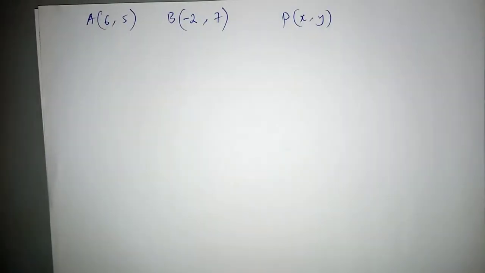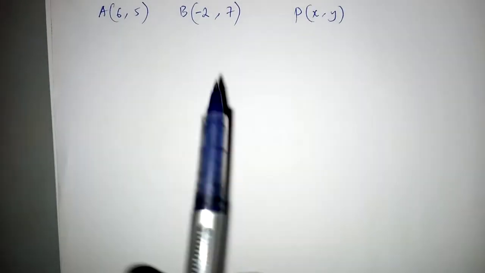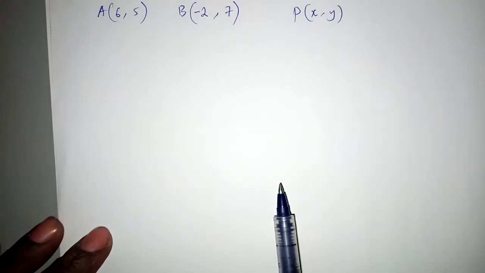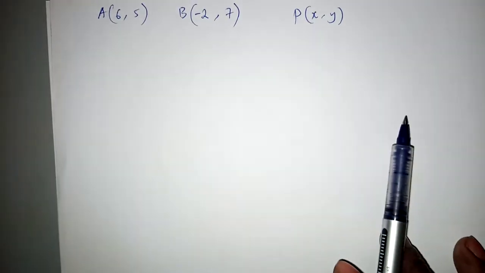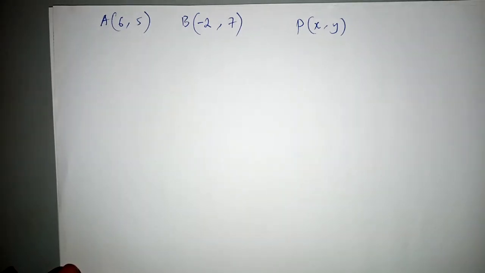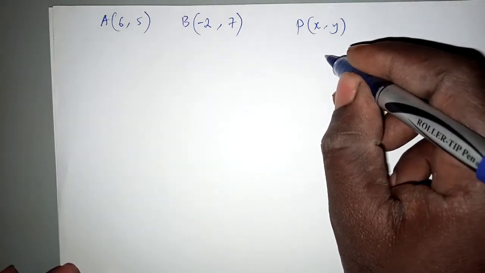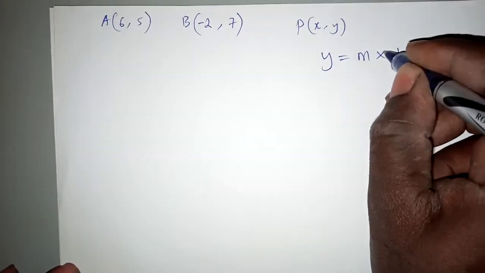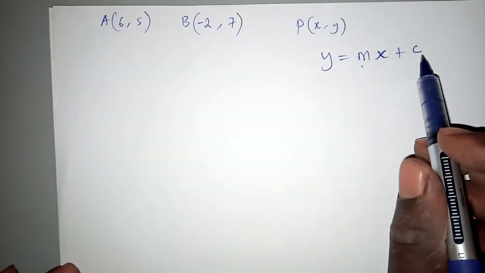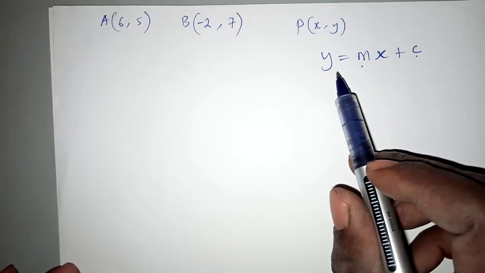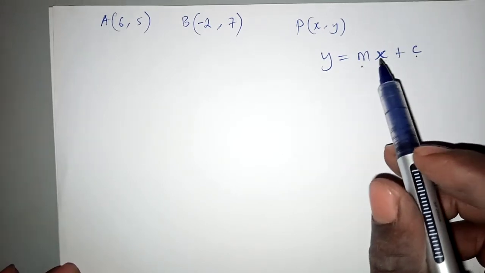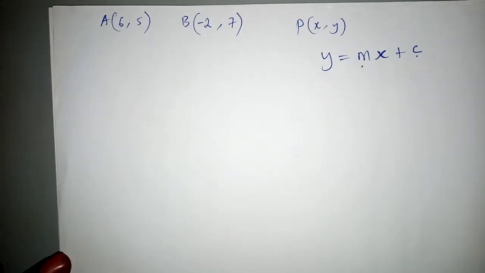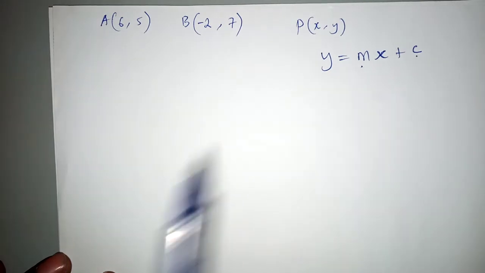So you take the first part of the question, that is to find the equation of a straight line that passes through these points. The equation of a straight line is given as y is equal to mx plus c, where m is the gradient and c is the intercept, y is the dependent variable, and x is the independent variable. So to find the equation, we have to find the gradient first.